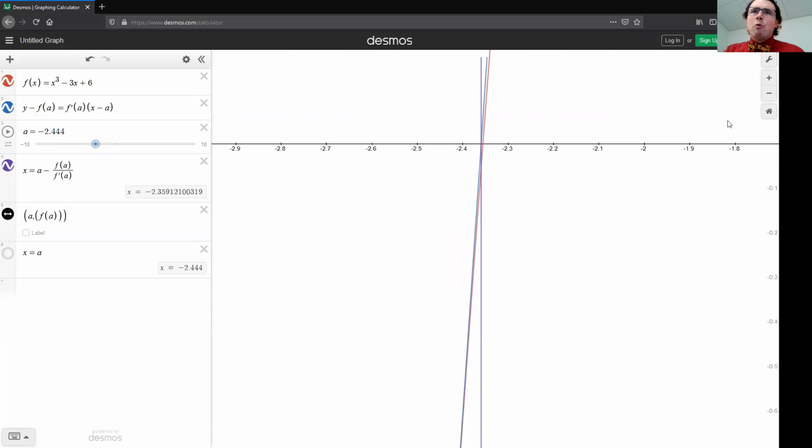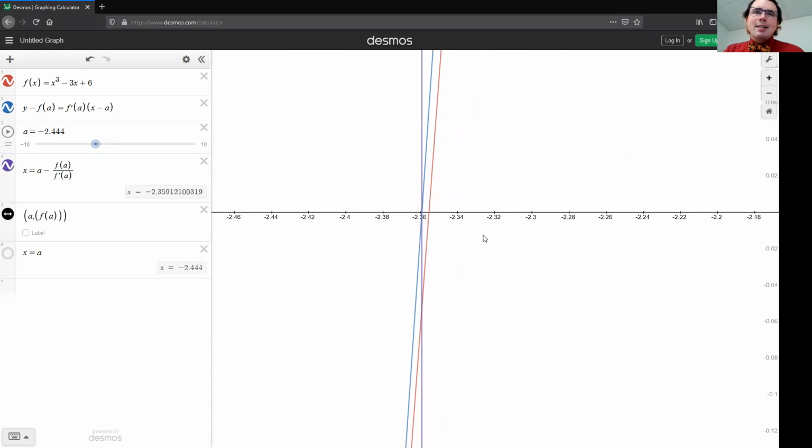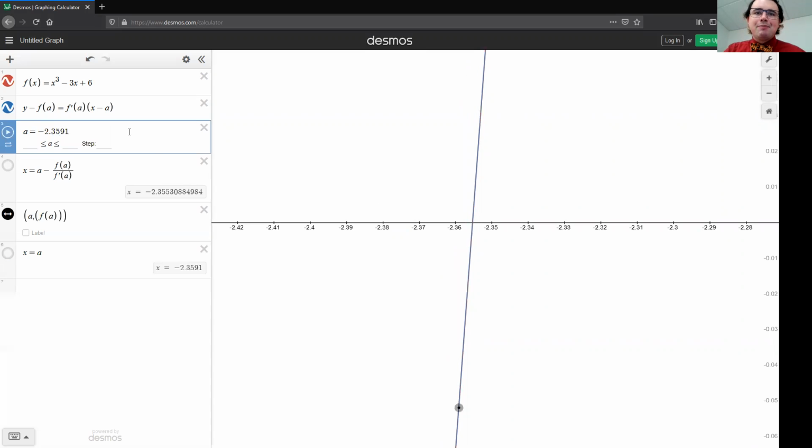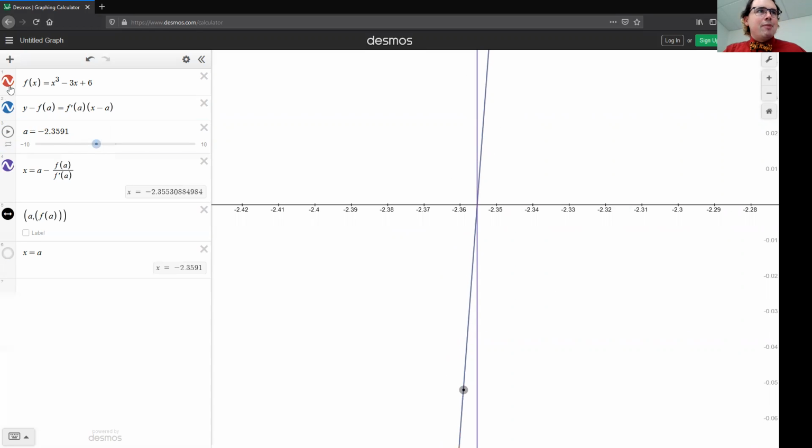And I have to zoom in really close in order to see the differences between these things. So here's where my tangent line crosses the x-axis at my next guess, my third guess, -2.3591. And again, that's not exactly equal to this root, but I'm getting closer every single time. So here is my guess after that. In blue is my tangent line, and that actually covers up the function pretty well.